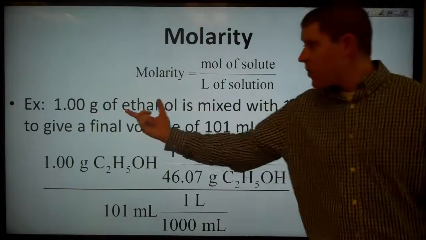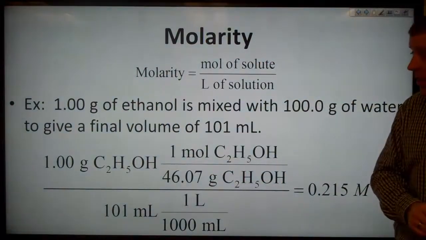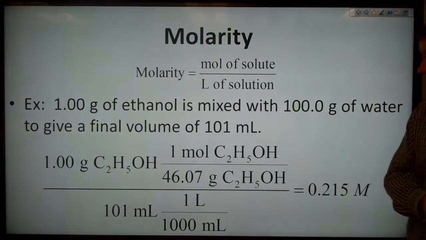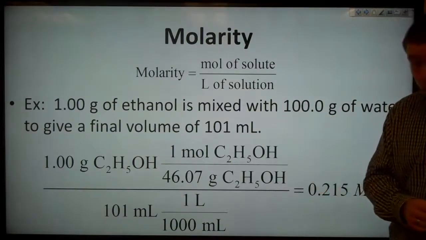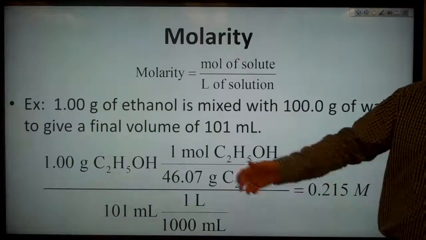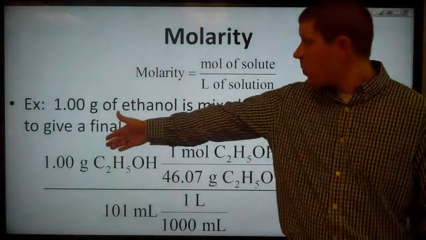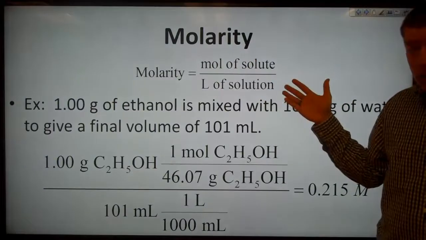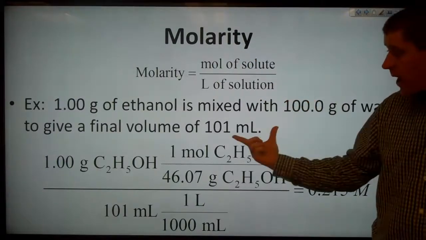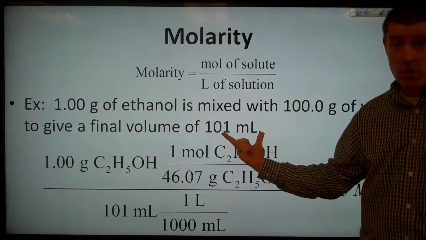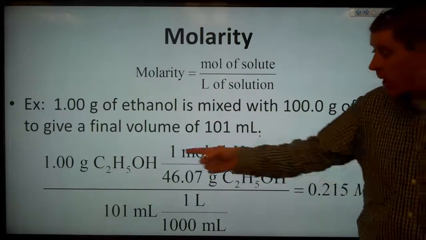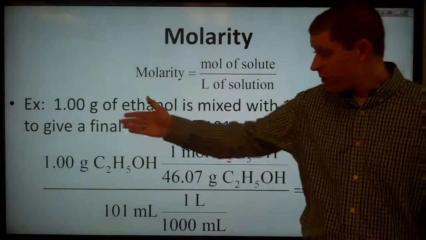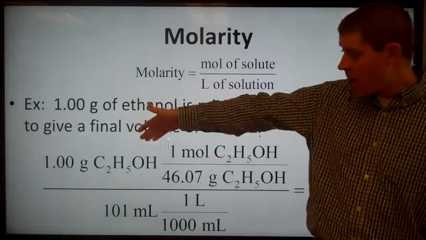So if we have 1.00 grams of ethanol mixed with 100 grams of water to give us a final volume of 101 milliliters, well, we know we want moles of solute divided by liters of solution. We have milliliters of solution, so we can convert to liters. But we don't know yet the moles of our solute. We have grams of our solute. We have 1.00 grams of ethanol.